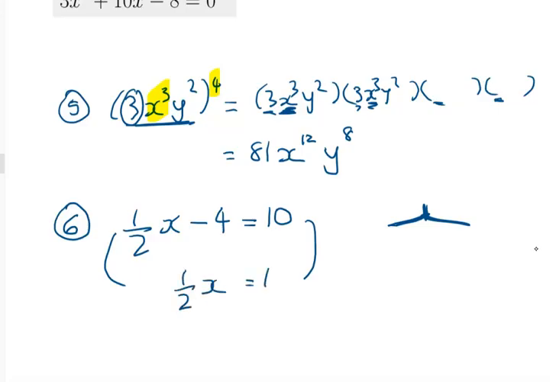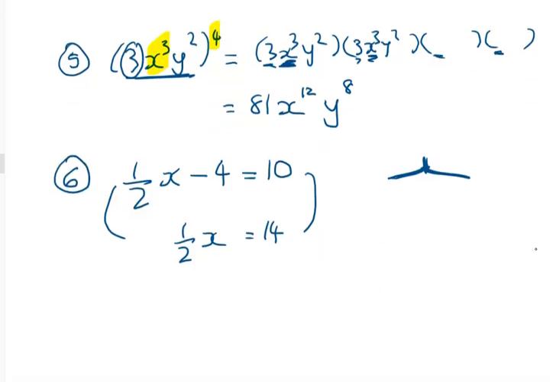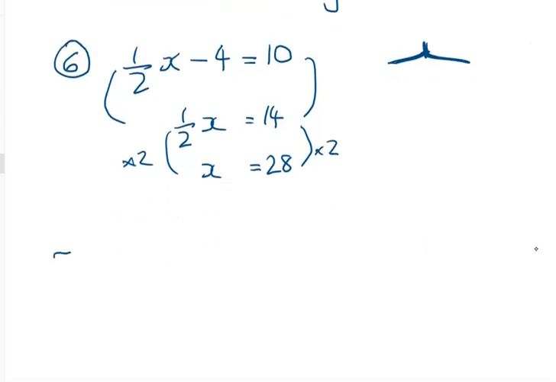I know for most of you this now is starting to feel really easy, which is great. And here we've got half of x is equal to 14. So to undo timesing by a half, we times both sides by 2. So we get x is equal to 28, right? So we're timesing by 2 here. Okay, question 7.